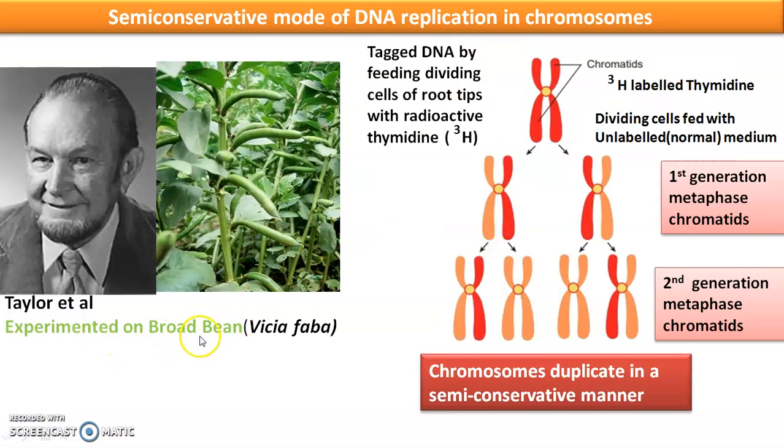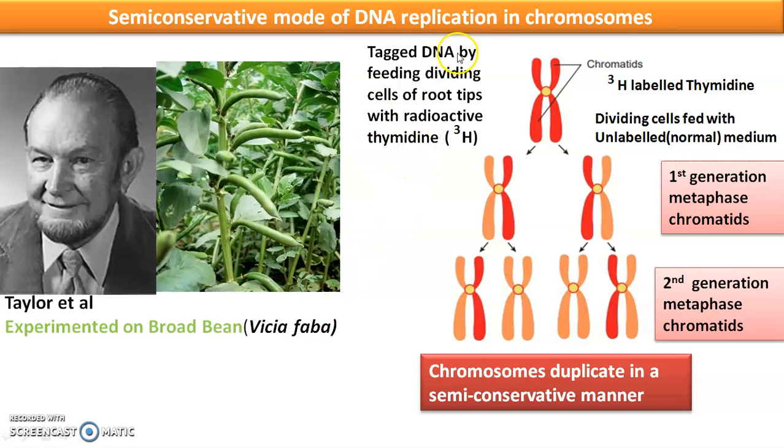The experiment was conducted by Taylor and his associates. Taylor et al. means his associates. It is also mentioned in NCERT, so we'll go through it in brief as given there. He performed the experiment on broad bean. You should remember the name of the plant, Vicia faba, the scientific name.